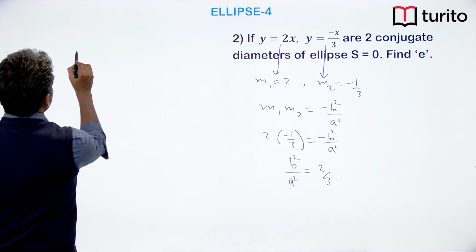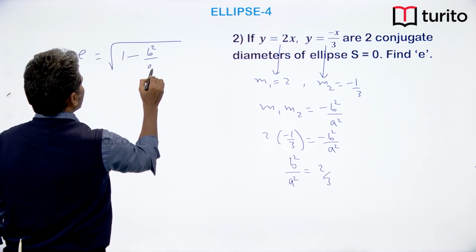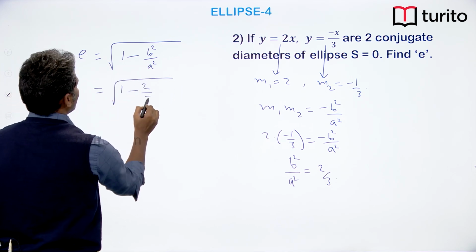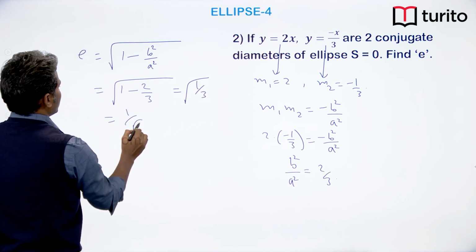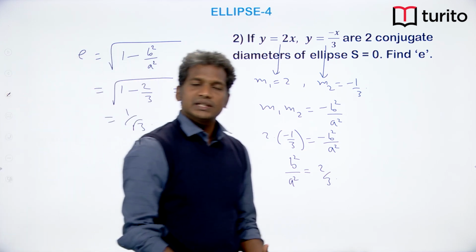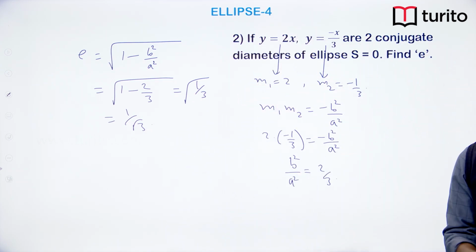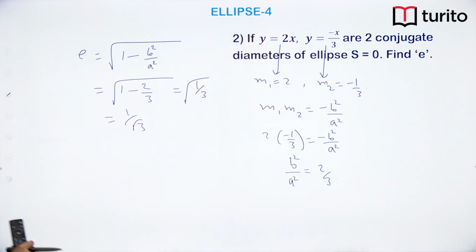Now we know that e has a standard formula, which is root of 1 minus b square by a square. This can be written as root of 1 minus 2 by 3, which is the same as root of 1 by 3, which is 1 by root 3. So the value of e is 1 by root 3. Here also we directly used the properties and solved it. Make a note of this also.